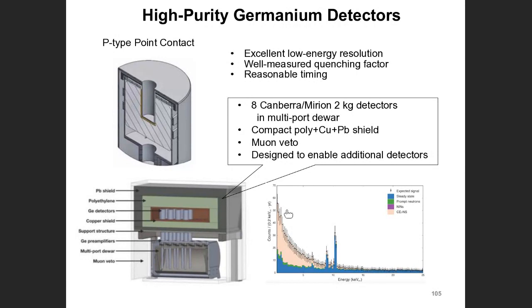So germanium has the advantage of very good low energy resolution. The quenching factor is the detector response for nuclear recoils with respect to electronic recoils, and it has some reasonable timing capabilities. It turns out we ordered 16 kilograms, but we actually have closer to 18 in the delivered detectors. So that's good news.